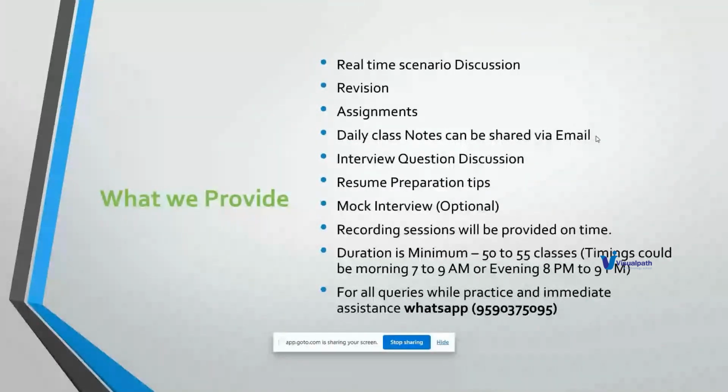And the class timings. We are planning for the night batch. This is especially for night, maybe 8 to 9 p.m. IST or 8:30 to 9:30 p.m. IST. That is the timing we are planning as of now.